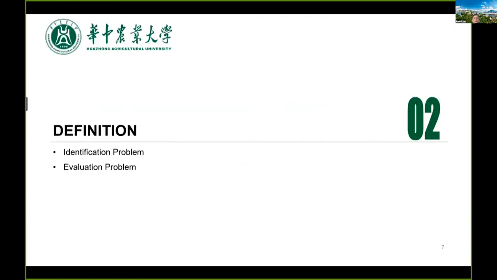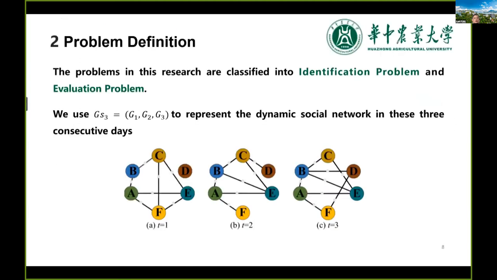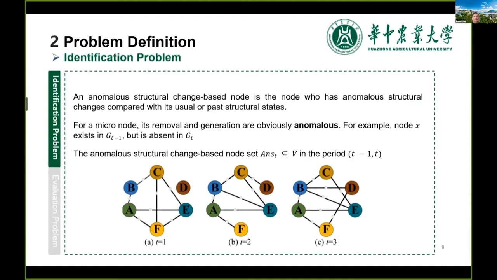Next comes the problem identification section. The problems in this research are classified into an identification problem and an evaluation problem. We used GST to represent the dynamic social network in three consecutive days. An anomalous structure change based load is a load that has anomalous structure change compared with its usual or past structure states. For a macro load, it is the removing and generation of these anomalies. For example, node X exists in GT1 but is absent in GT2. We define NST to represent the anomalous structure change based load sets.